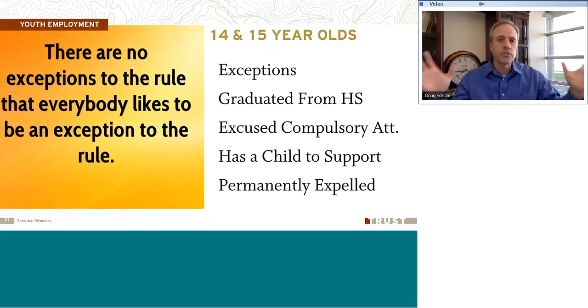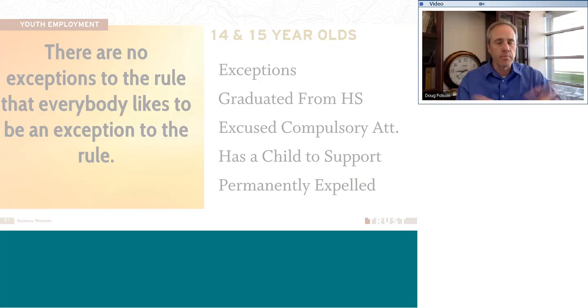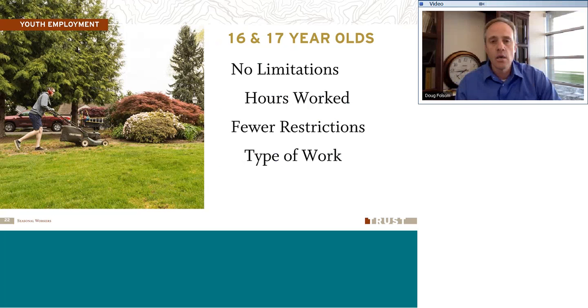So the next group is the 16 and 17-year-olds, and they're treated a lot different when it comes to the hours worked. When we're talking about hours worked for 16, 17-year-olds, 18-year-olds, 19-year-olds, there's no limitation. We don't have that 3 hours on work days and no overtime and all that stuff. So 16 and 17-year-olds, we don't need to really worry about how many hours we're working. And there are fewer restrictions on the type of work that they can do as far as dangerous work. There's still a lot of restrictions, but there are fewer than with the 14 and 15-year-olds.